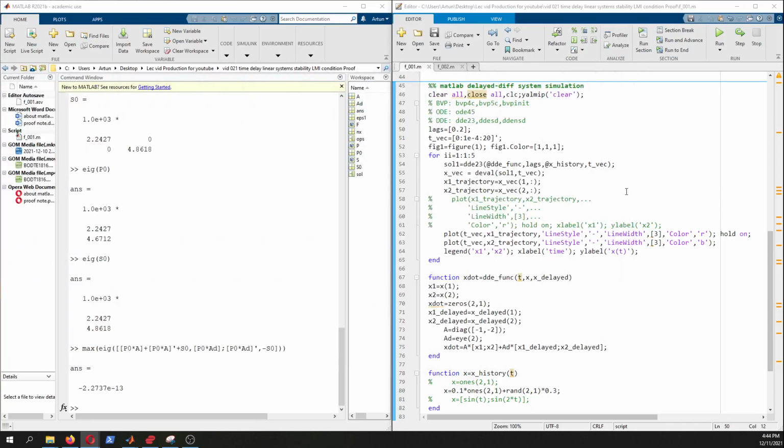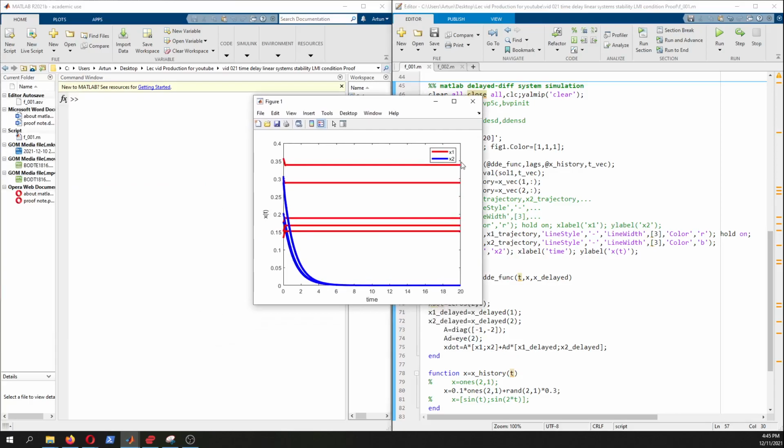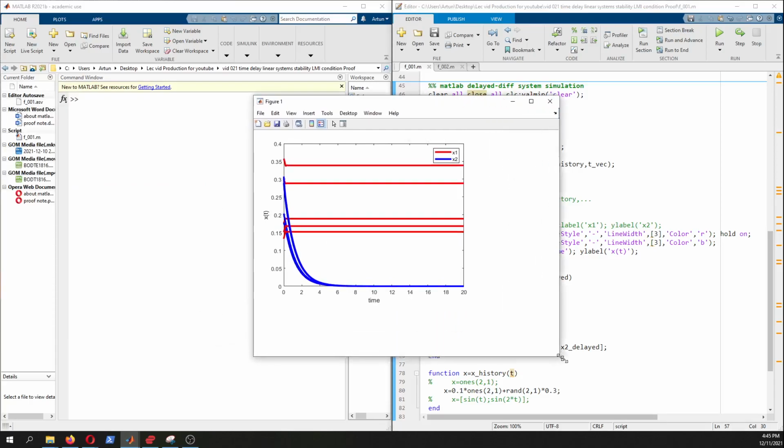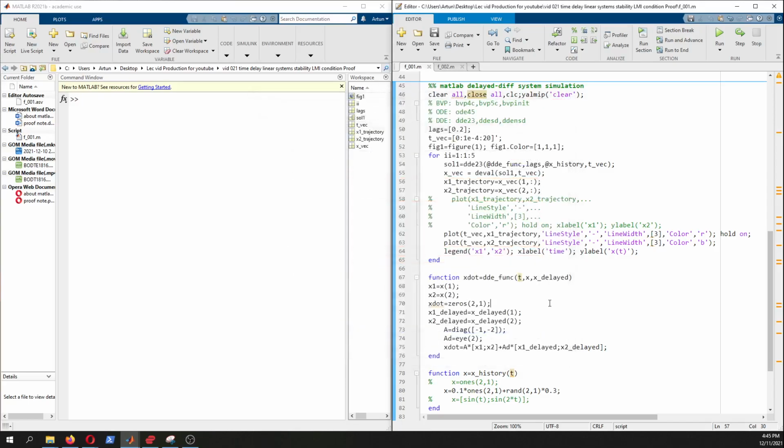All right, so let's run that code. Control enter. Okay, x1 here, maybe I should make it bigger. x1 red and x2 blue. x2 converges to 0. However, x1 doesn't. It's not like x1 is unstable. The system is not unstable. However, it is not asymptotically stable. It is only stable in the sense of Lyapunov.